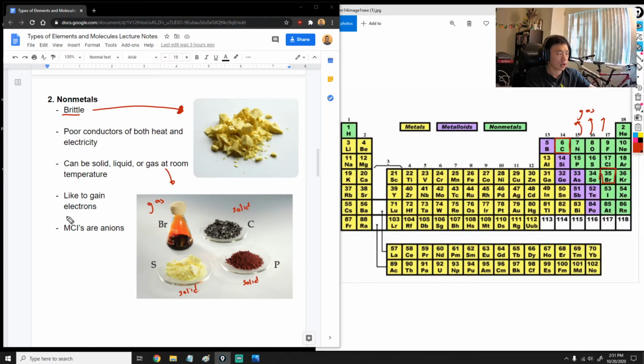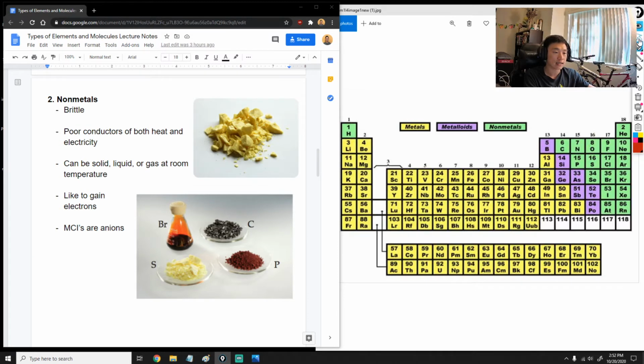Now the thing about nonmetals is they like to gain electrons. So it's the opposite of metals. Because they gain electrons, their MCIs, their most common ions, tend to be anions. An example of this would be fluorine. Fluorine has 7 valence electrons, and you know this already, but it likes to gain an electron and become F- and have 8 valence electrons. Nonmetals are basically everything on the right side, the green stuff on the periodic table.